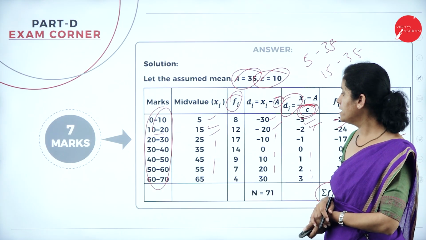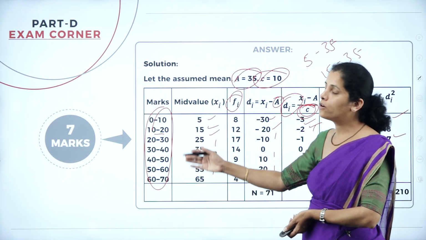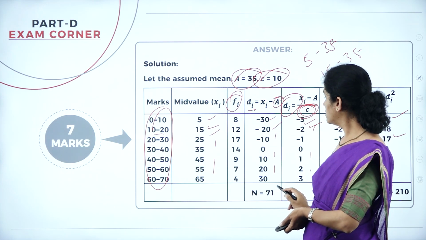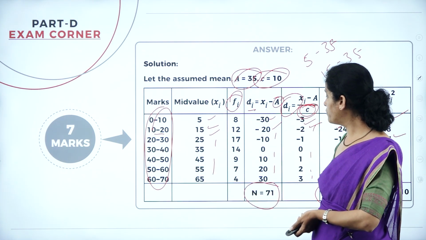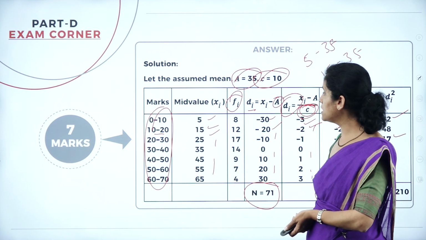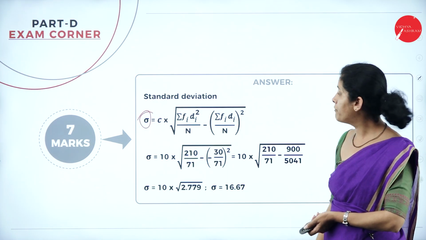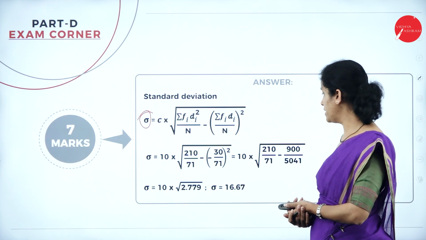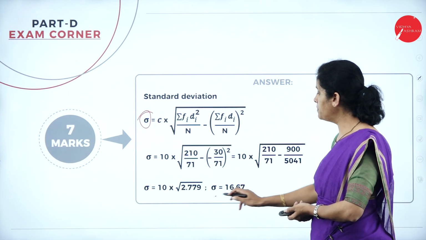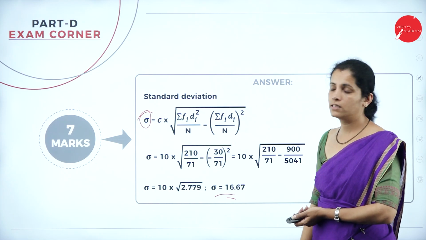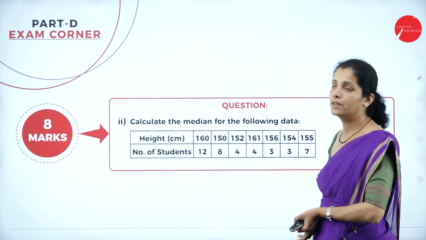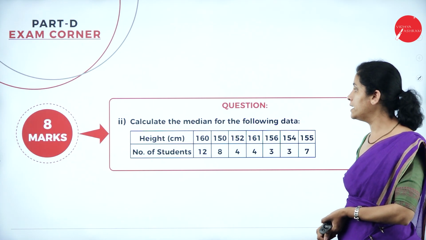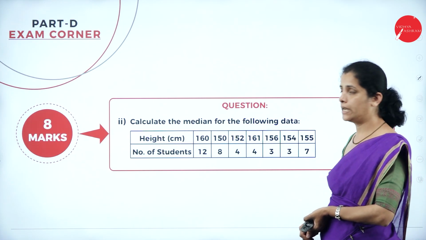Now what is n? Here n is not the number of elements. Here n is nothing but the sum of frequency. So what is the sum of frequency? That is nothing but 71. And when I simplify, I am getting the answer 16.67.